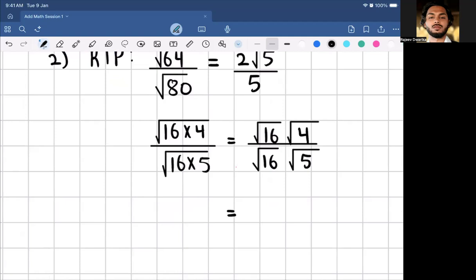What is the square root of 16? Since we have square root of 16 there and there, what we could do is cross them out, right? And we end up with root 4 over root 5. What's the square root of 4? 2. All right, so we end up with 2 over root 5. Is that what they wanted?